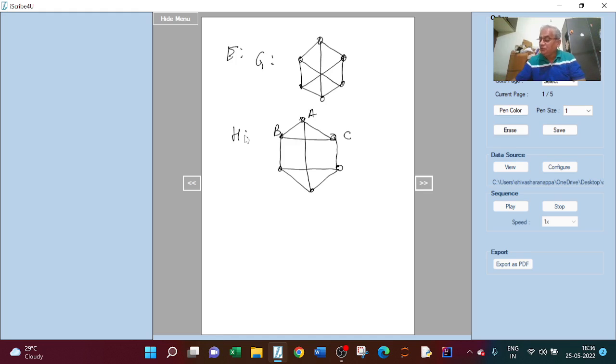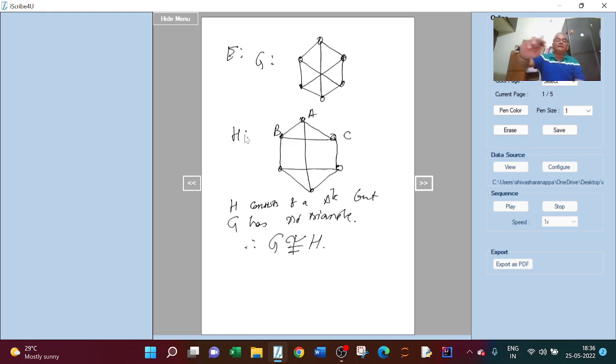So here we can use the reason that H consists of a triangle, but G has no triangle. That means these two are different graphs. Therefore we can say that G is not isomorphic to H.